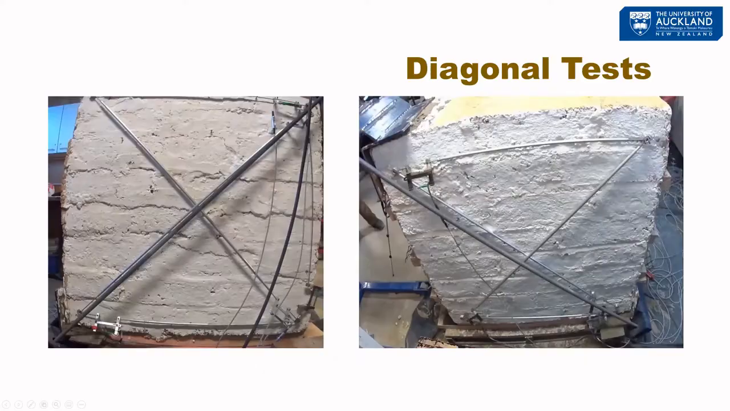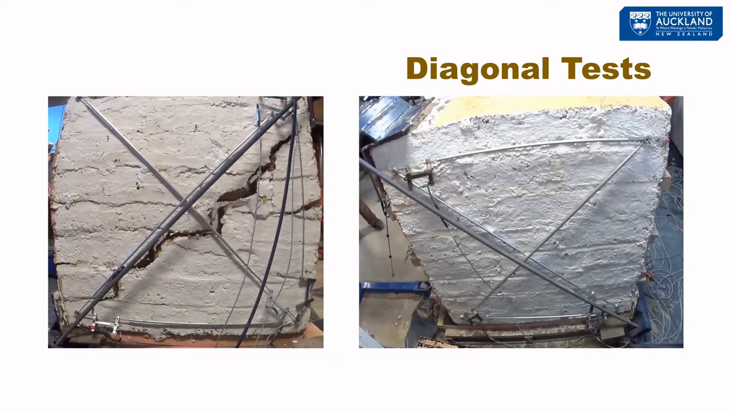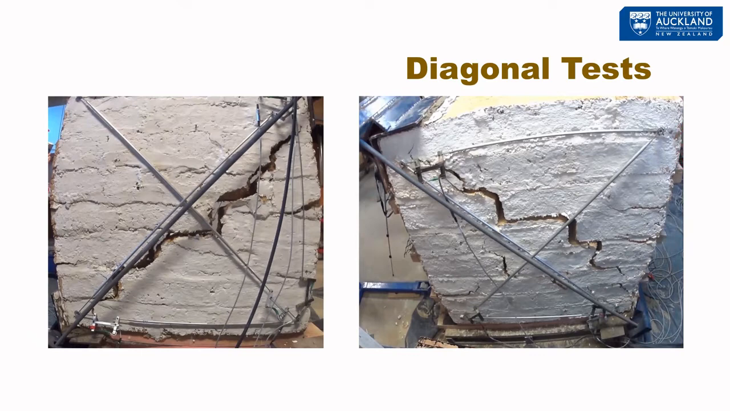So here you can see a test specimen that's not reinforced, and then a test on a specimen that is reinforced, and we get better performance from those reinforced specimens. The failure modes are not much different, but you can see that the cracking is more distributed where you have that reinforcement.